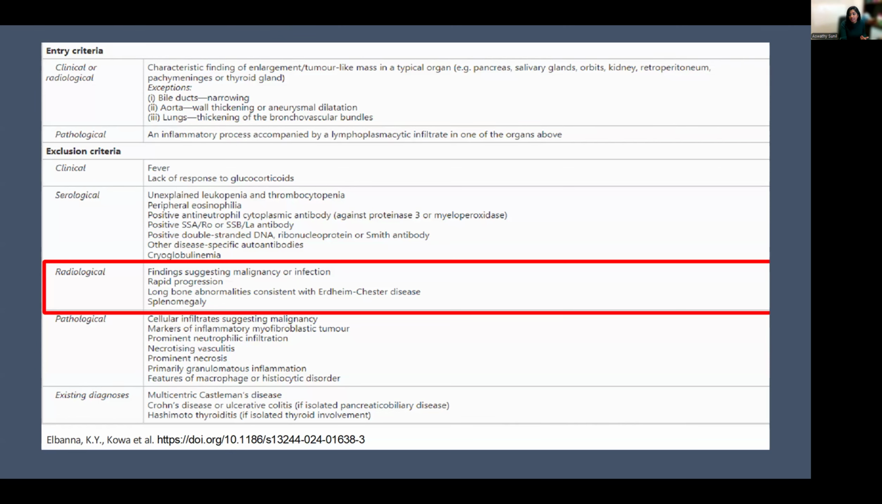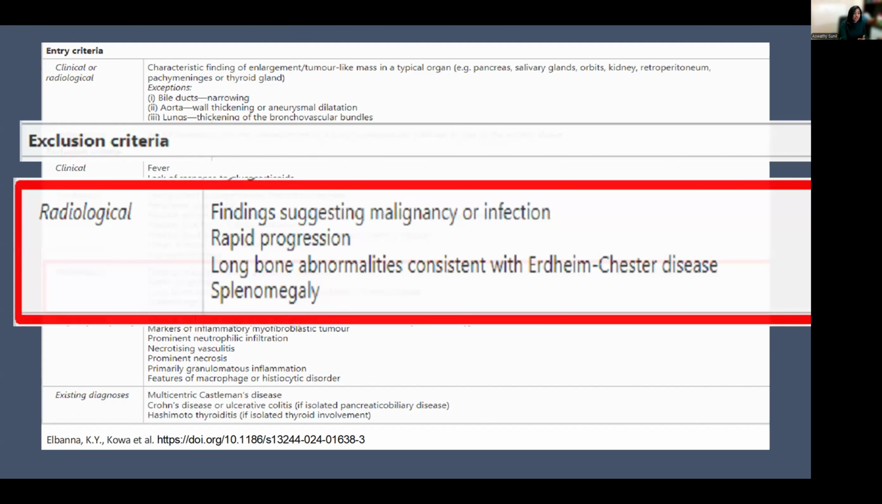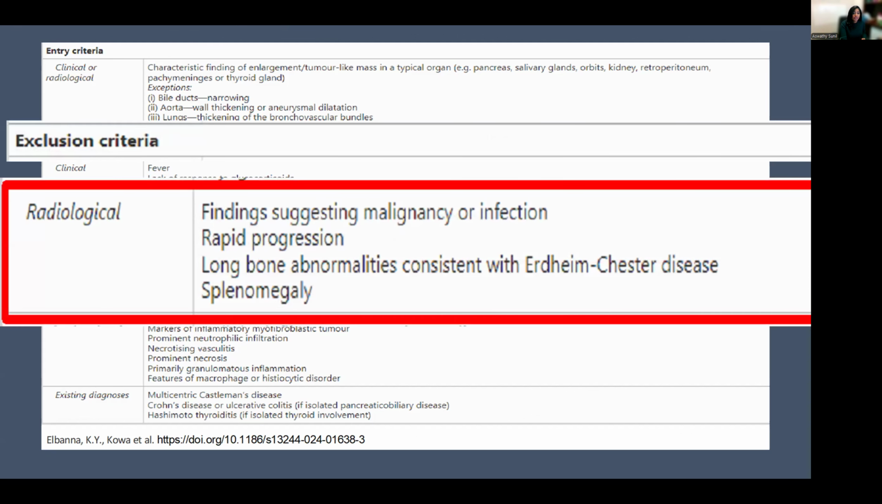Secondly, an exclusion criteria is applied, which consists of a total of 32 clinical, serologic, radiologic, and pathologic items, which must be applied. And the presence of any of these criteria eliminates the patients from the diagnosis of this disease. So the radiological exclusion criteria include malignancy or infection, rapid progression of the disease, long bone abnormalities consistent with Erdheim-Chester disease, or splenomegaly.